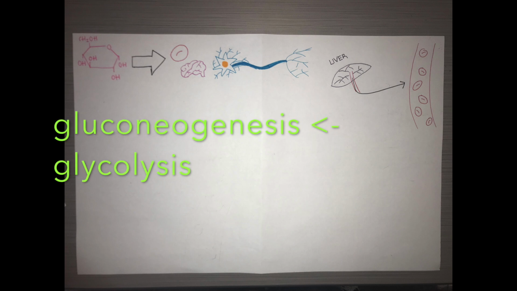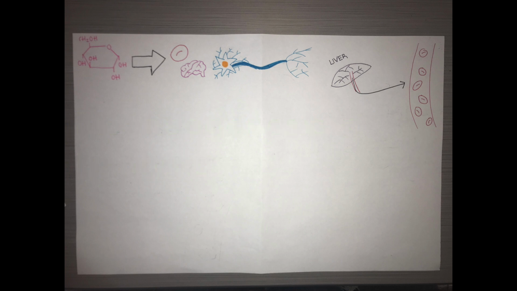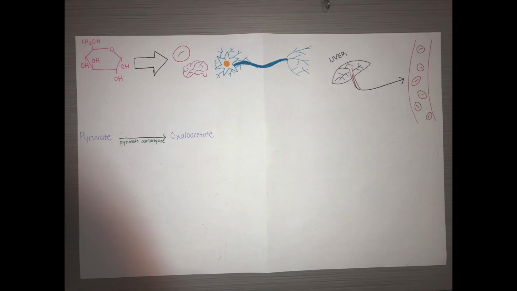Gluconeogenesis occurs in the reverse direction of glycolysis, but unlike glycolysis, which has three highly exergonic and non-reversible steps, gluconeogenesis can bypass these steps using specific phosphatases that remove the phosphate groups by hydrolysis.